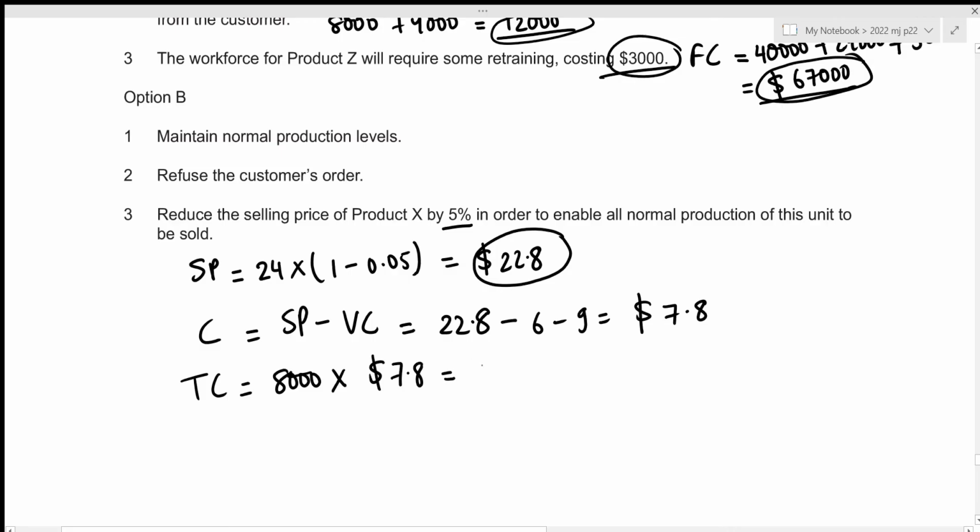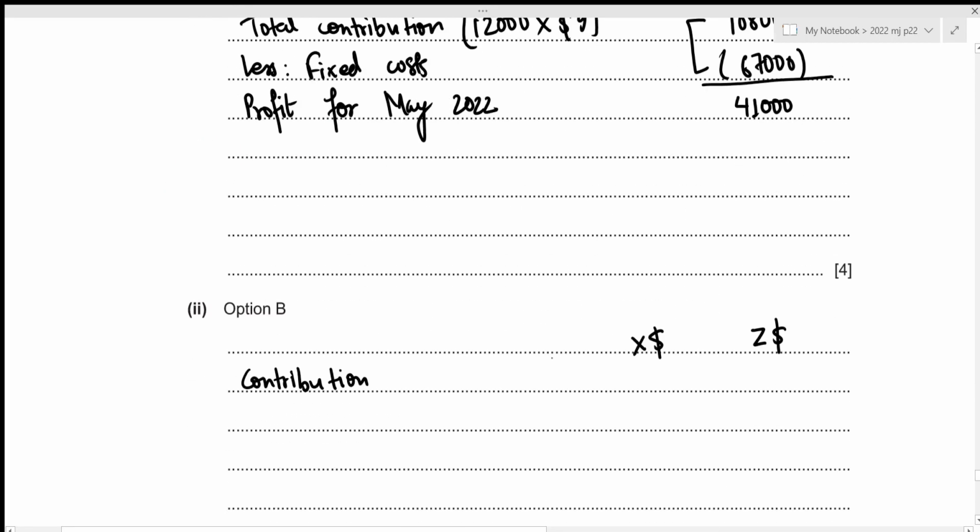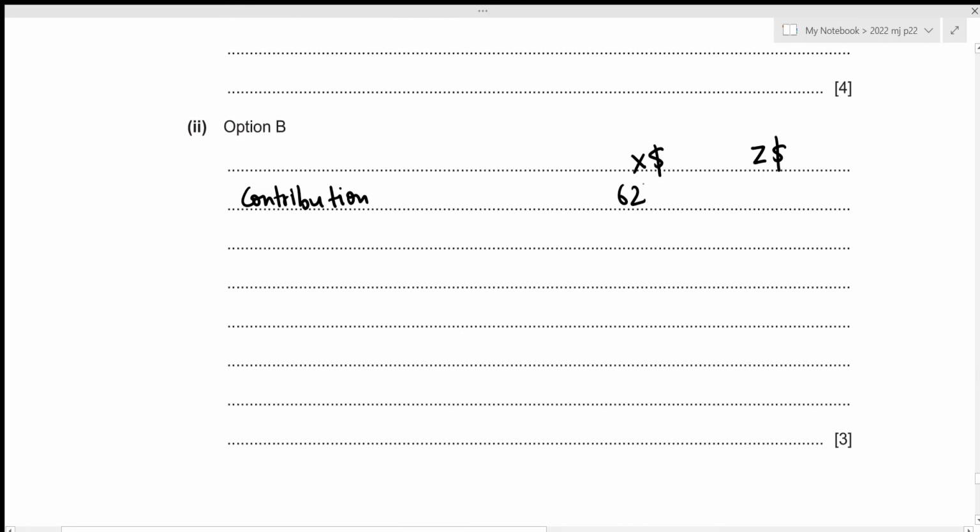This gives our total contribution to be 62,400. Let's write it down. So that's 62,400.